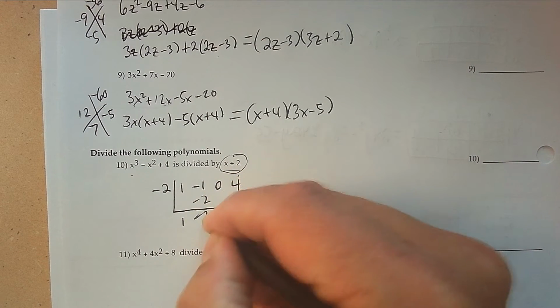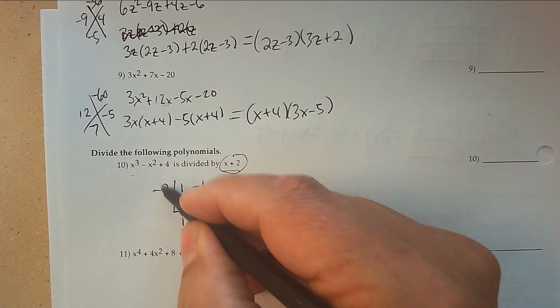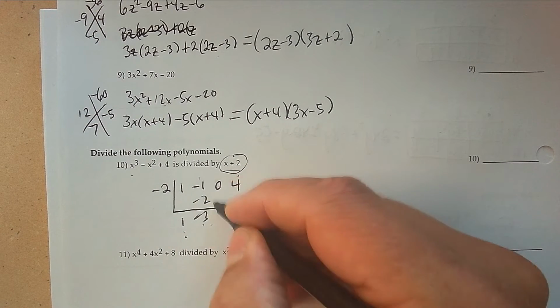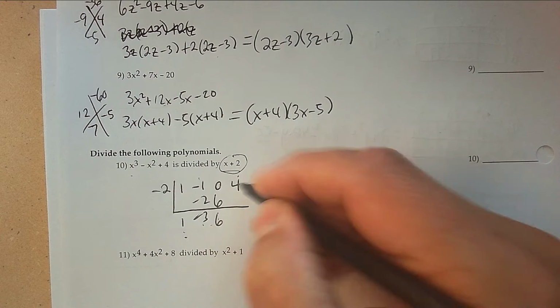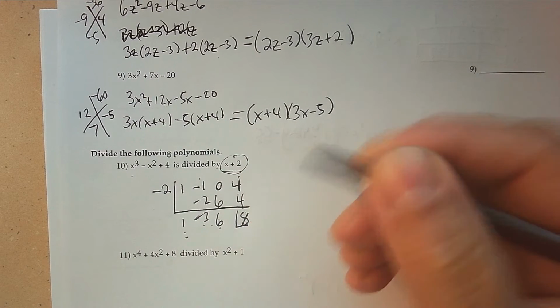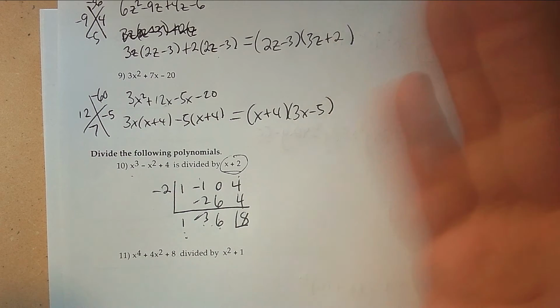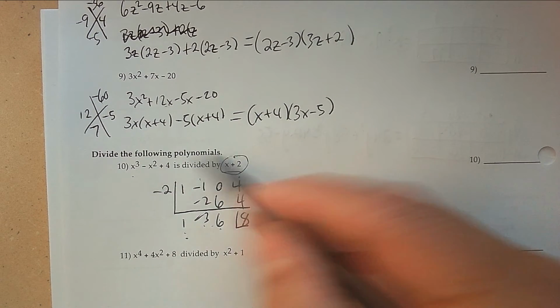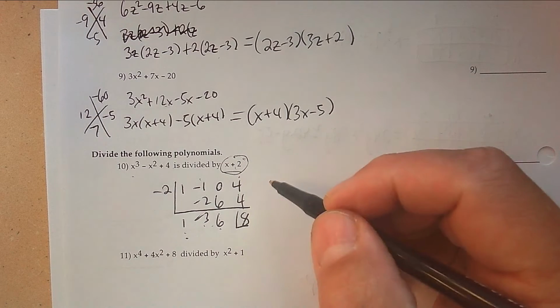Alright, so I'm going to do synthetic division, drop down the 1, multiply, add, and I have 4. Now there is a remainder here. I was going to say no remainder. That's okay. We're not testing to see if it's a factor. It's not a factor. We're just dividing.